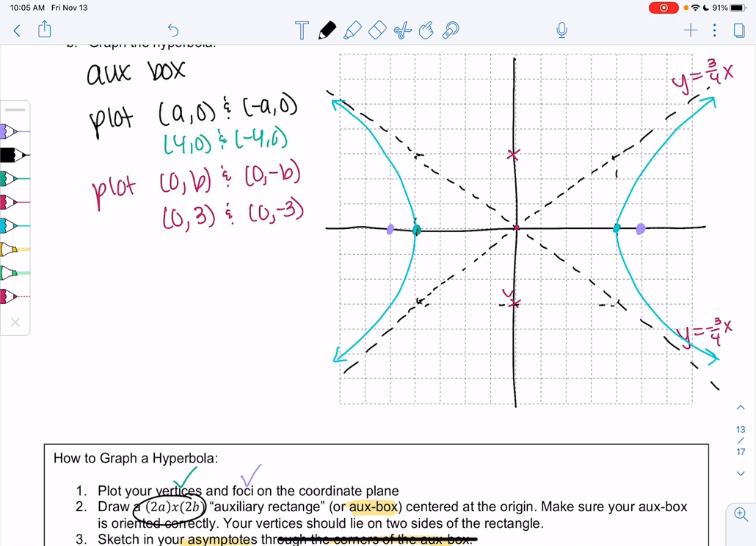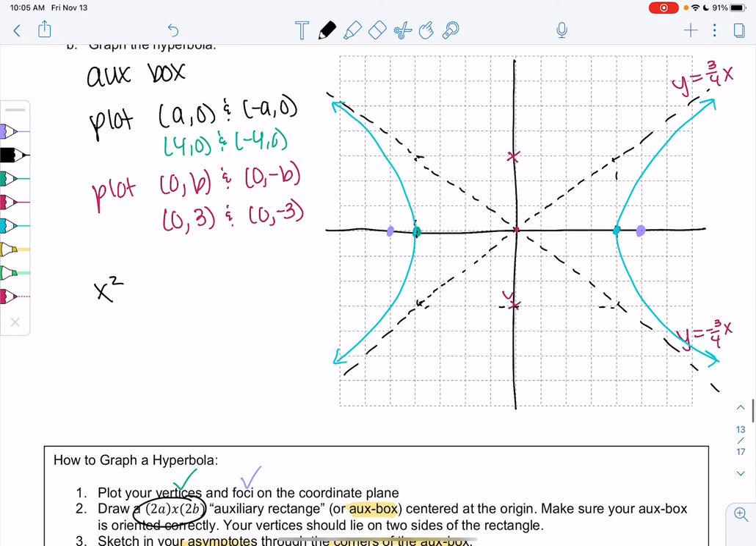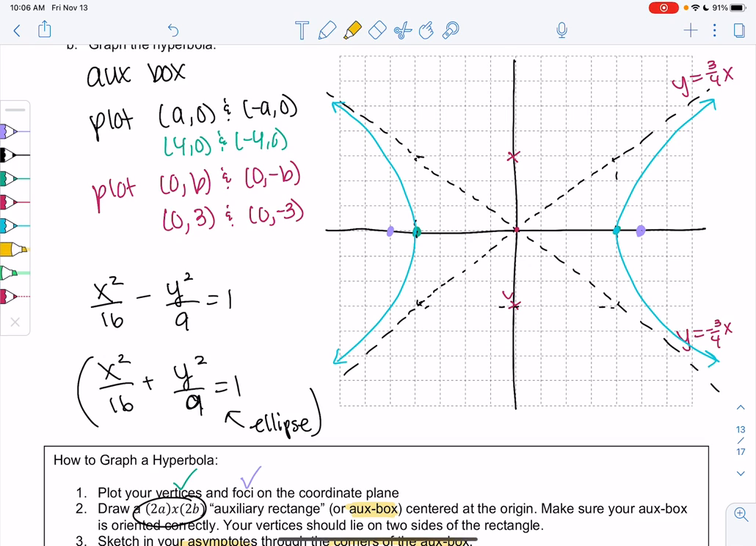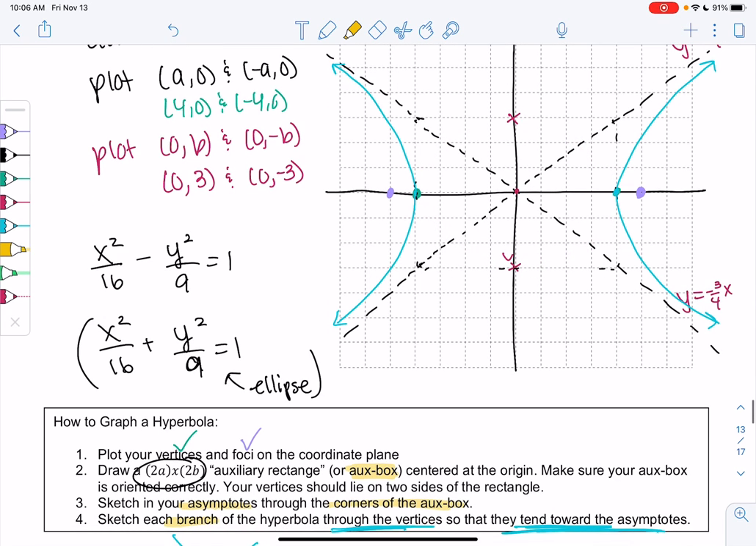And then something to note is we had what? We had x squared over 16 minus y squared over 9 equals 1. If I change it to a plus, do we remember what shape this is? So x squared plus y squared, that makes an ellipse. And what's interesting is the ellipse would actually be these exact same 4 points. It would just be an ellipse inside the aux box. So they have similar properties. So if we can graph one, we can graph the other. So we'll graph more as we go through this chapter.